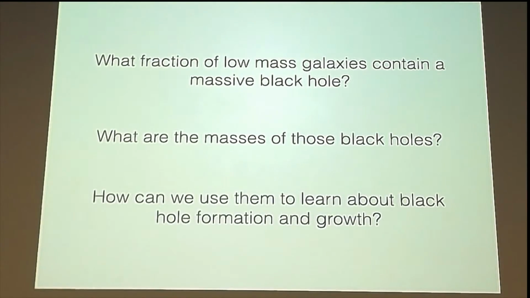So some of the questions that I'm interested in answering in my work are, what fraction of low-mass galaxies contain a massive black hole? What are the masses of those black holes? And how can we use them to learn about black hole formation and growth?